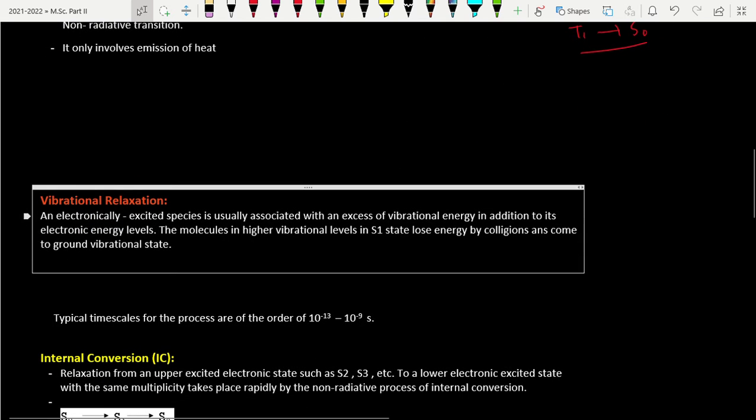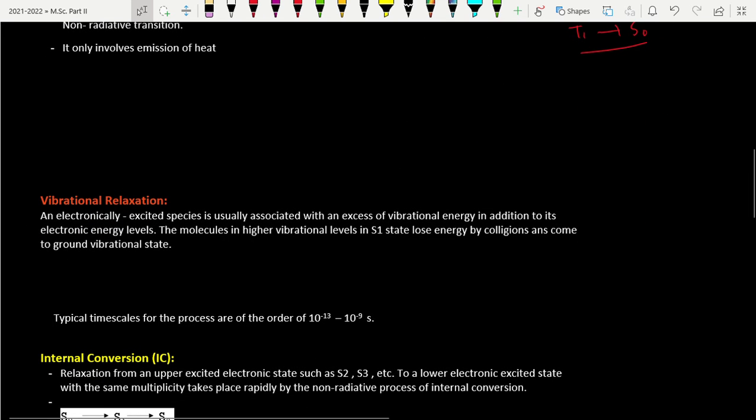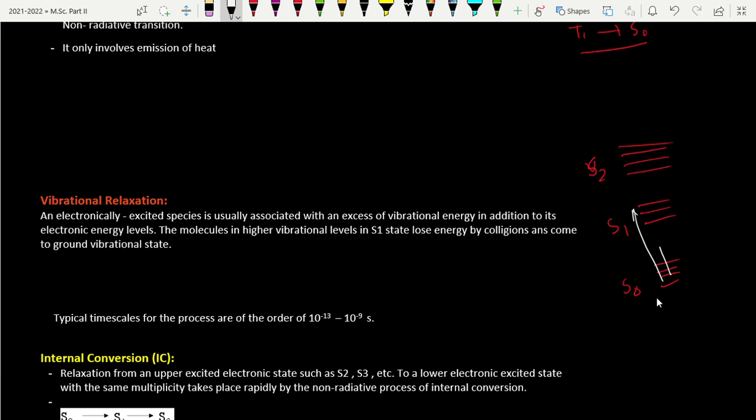Now let us understand what is meant by vibrational relaxation. I already told you that the electrons are in S2, this is S1, and this one is S0. When the electron is excited, you can see that it goes from here to here, or from here to here. While coming down from S2 to S1, it undergoes some vibrational relaxation. This is known as vibrational relaxation.